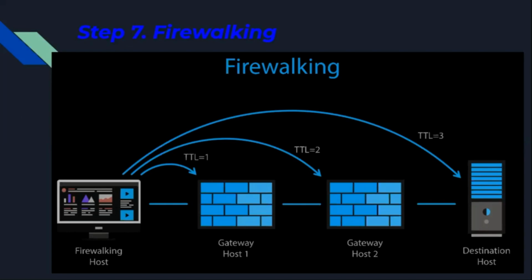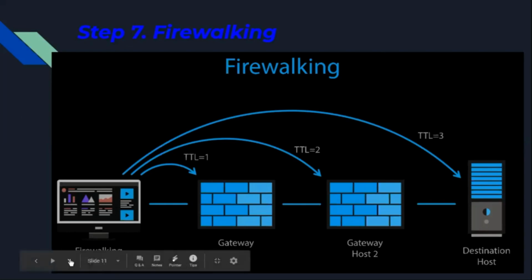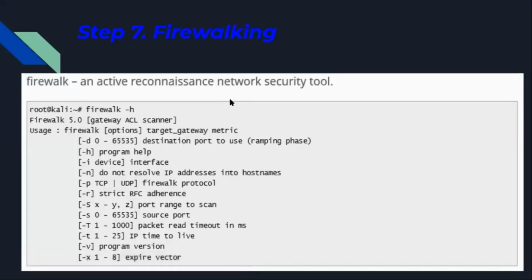Here we can see a graphical representation of firewalking. Especially by crafting packets with a certain TTL value, the penetration tester can identify open ports if the returned message is received with the exceeded TTL. If no response is received, it can be concluded that the firewall filtered the packet and blocked the connection. We are using the firewalk Kali Linux tool, so let's do the practical.